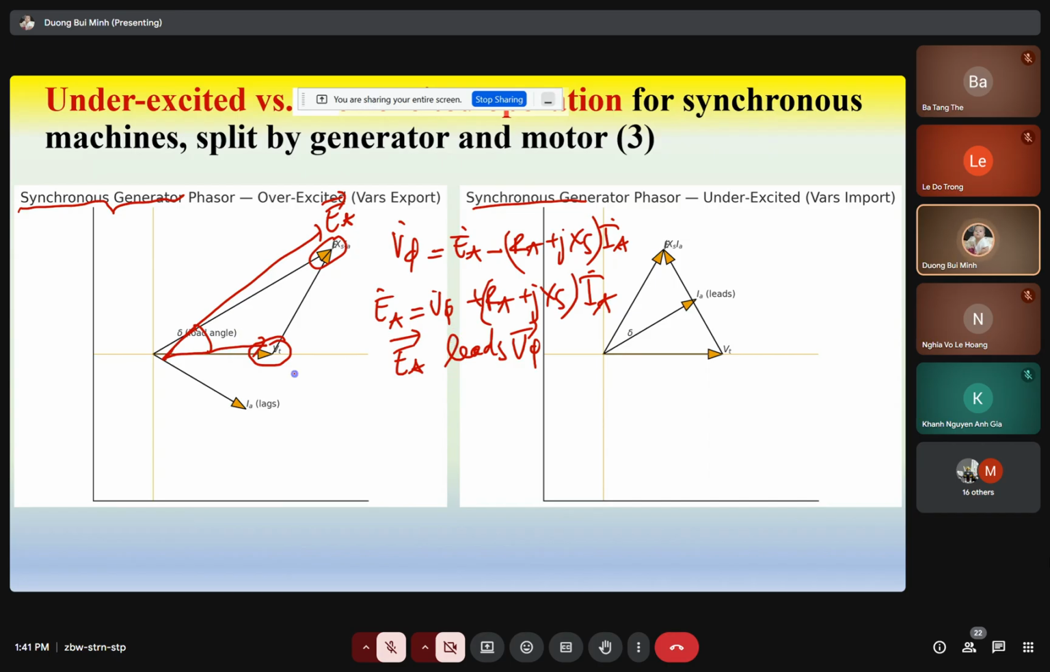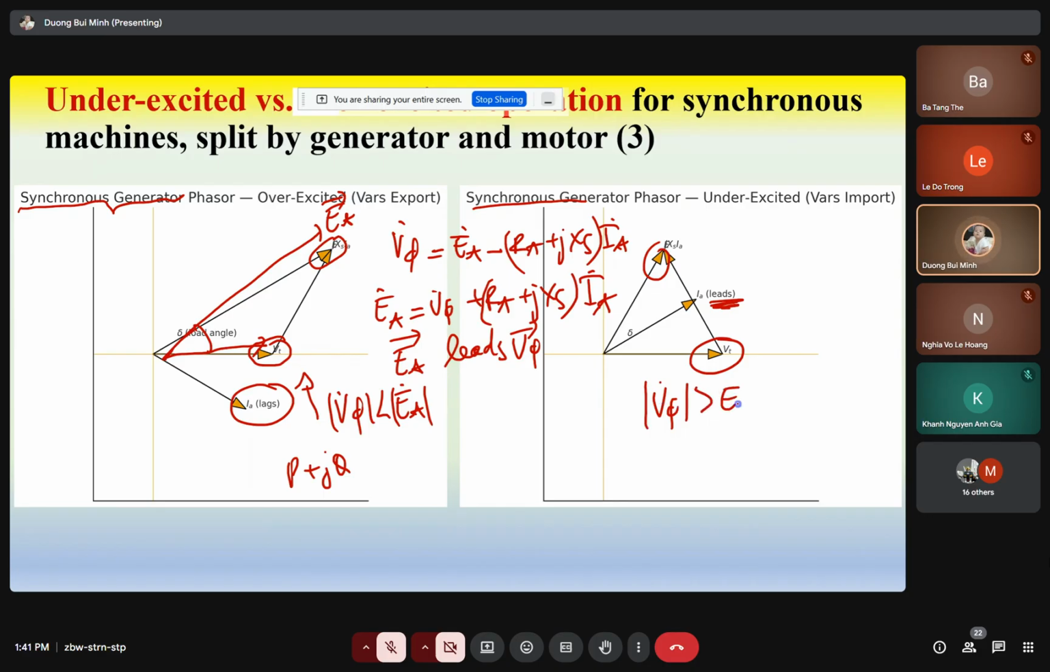And you know, for this case, this is lagging. So for lagging, the V phase is less than EA. Okay, yeah. So you get P plus JQ. Okay, so here this is leading. So this is V phase, this is EA. Okay, so V phase is higher than EA. Okay, so you get P minus JQ. Okay.